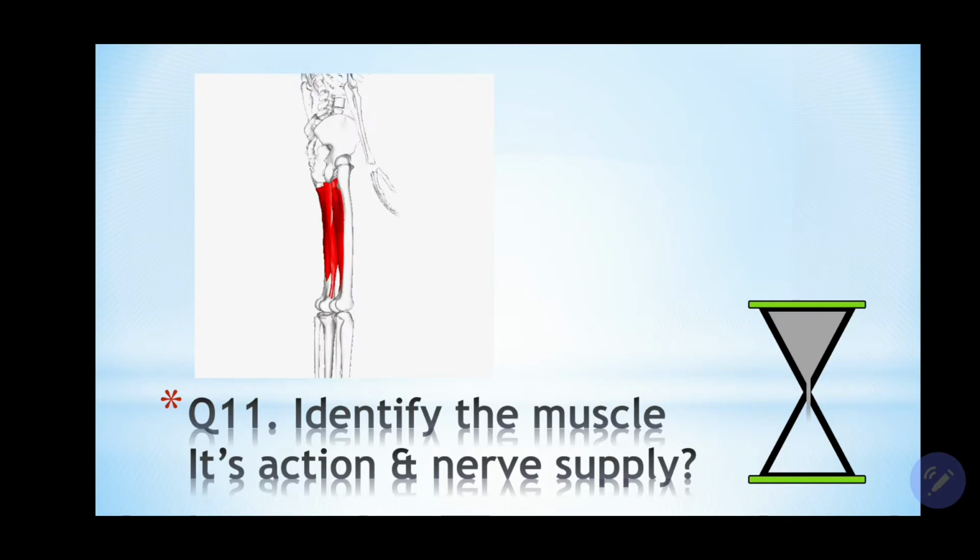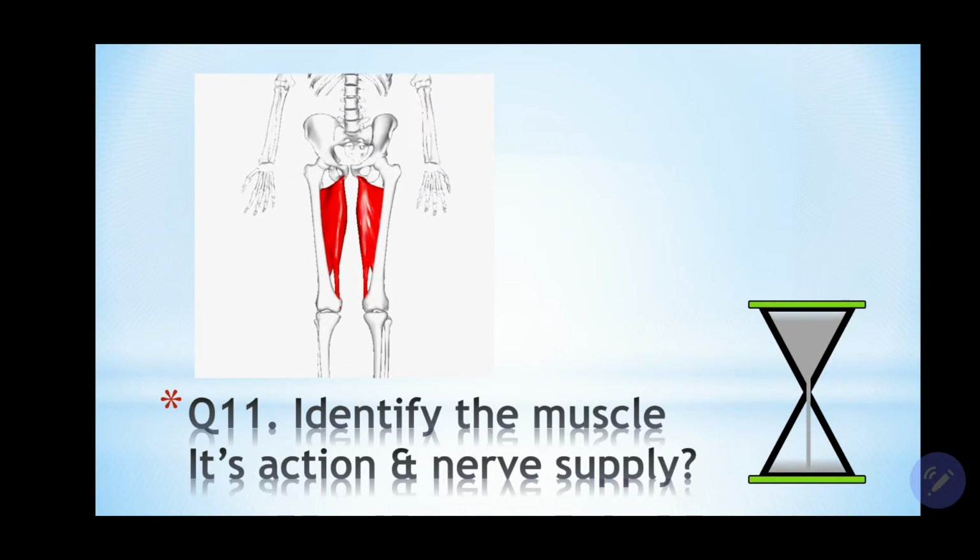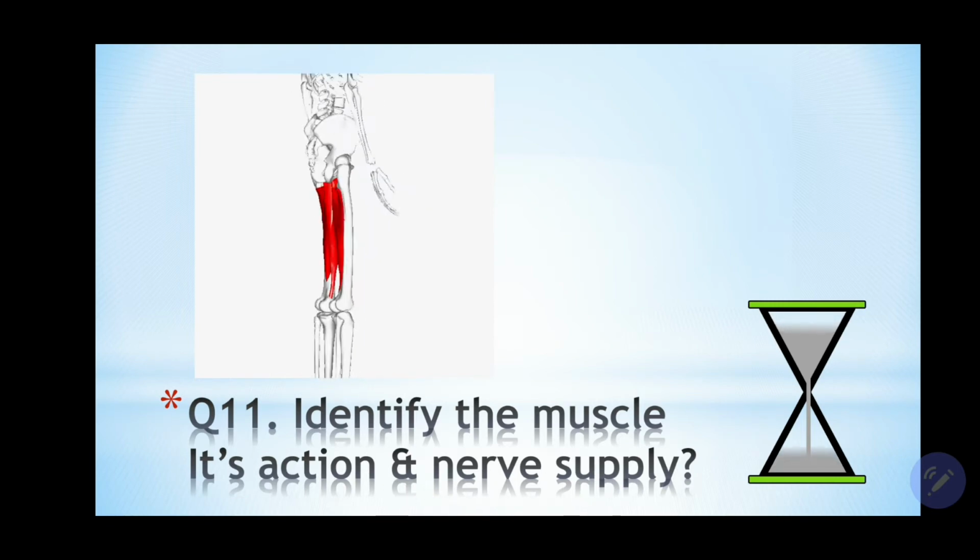Action of all the adductor muscles will be adduction. Now identify the muscle, its action and nerve supply.